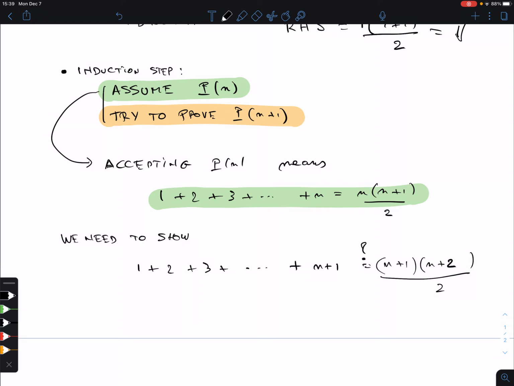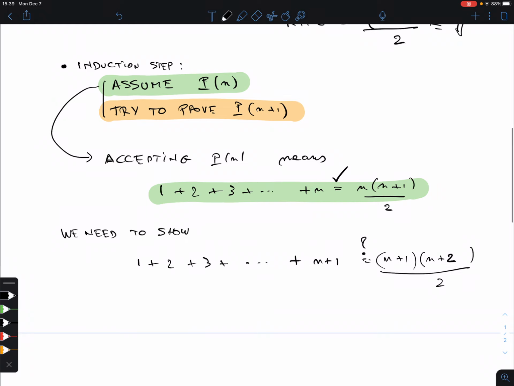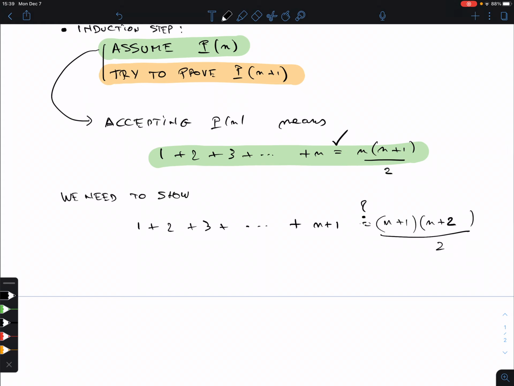So it's a question mark, whereas here it was an okay. We knew that, check mark. We knew it was true. Here we have to prove it. That's the difference between knowing and needing to prove. Okay, so that's the setup.